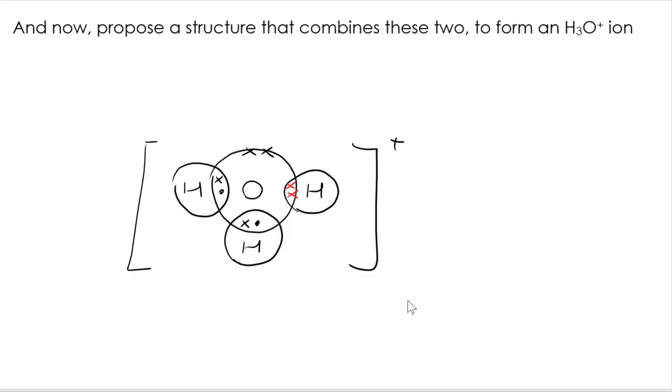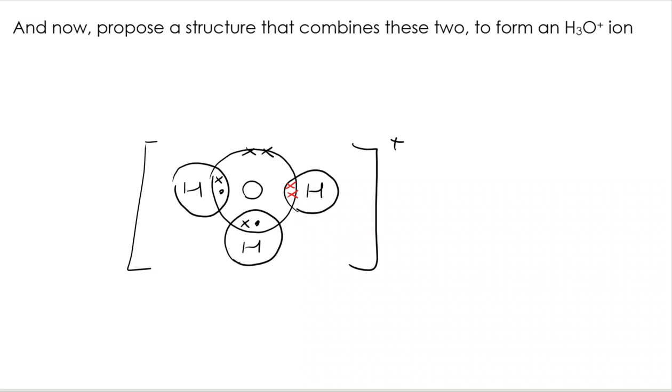Well, if we follow the same principles that we saw with the ammonium ion, with ammonia and the H+, I have got my water that looks very similar to what I drew, but my hydrogen ion has combined using 2 of the electrons on oxygen's outer shell. So we've got a coordinate bond here, which I've done in red.